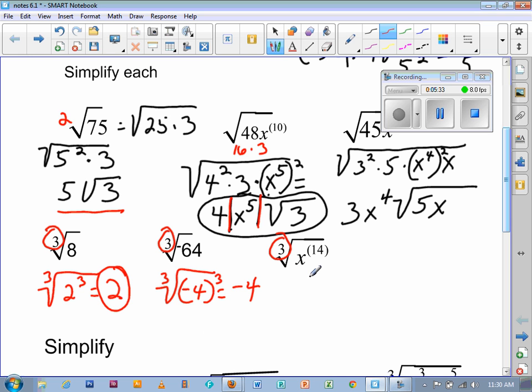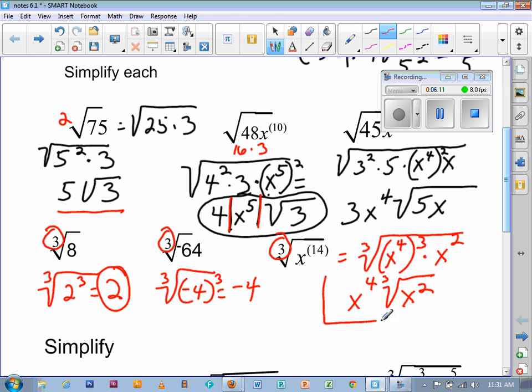And then our last example here, to rewrite this, remember we're dealing with perfect cubes here, so I'm going to rewrite this radical as x to the 4th power cubed. That gets me to x to the 12th, and I still have a couple x's here, so x squared. If I multiply x to the 4th cubed times x squared, I still get x to the 14th. The reason I did this is because now I know that the cube root of x to the 4th cubed is just x to the 4th times the cube root of x squared, and that becomes your final answer.